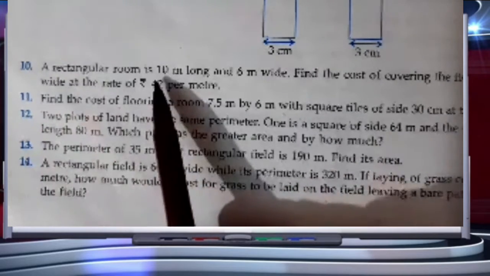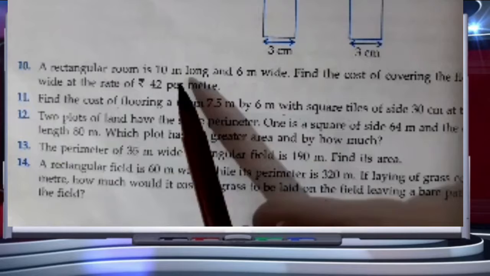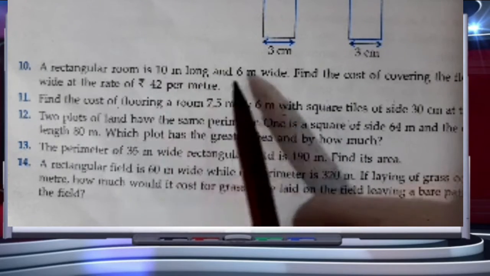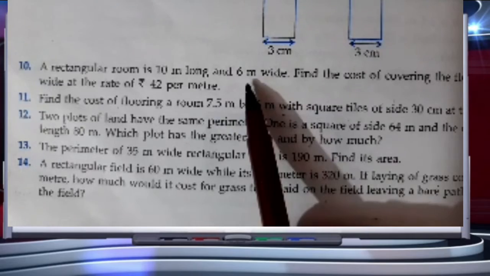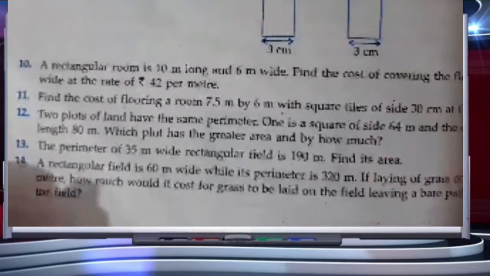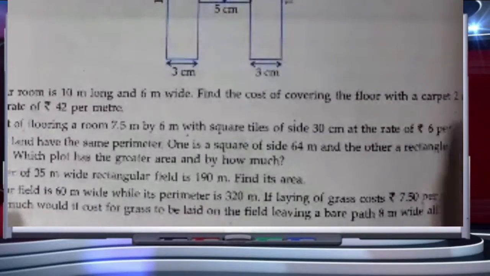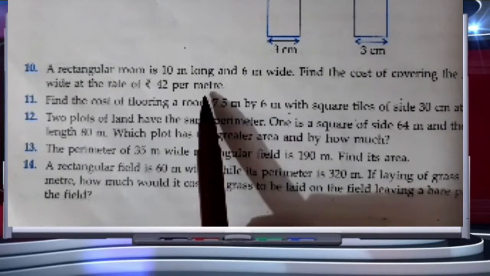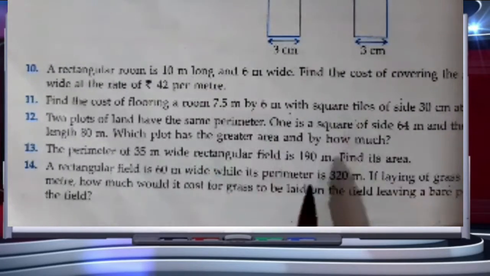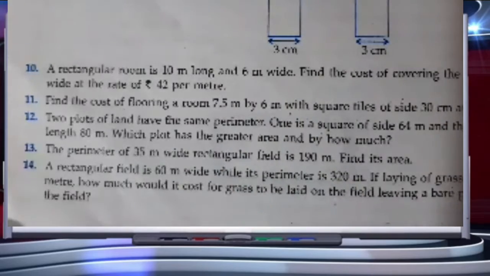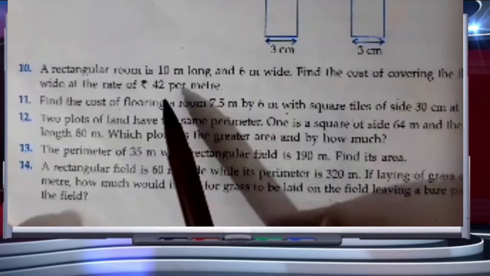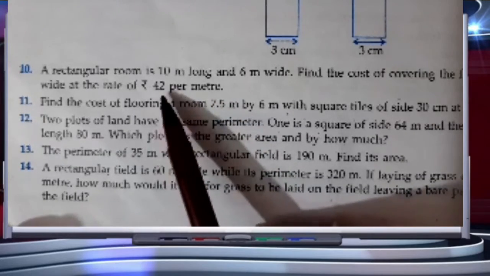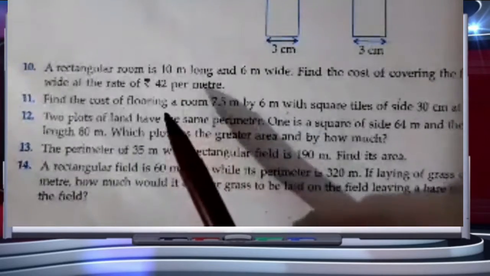A rectangular room is 10 meters long and 6 meters wide. Means length is given 10 meters and breadth of the room is given 6 meters. Find the cost of covering the floor with the carpet 2 meters wide at a rate of rupees 42 per meter. Means we have to cover the floor with the carpet whose breadth is given 2 meters. And the rate of covering is given 42 rupees per meter. Means for 1 meter cost is 42 rupees.